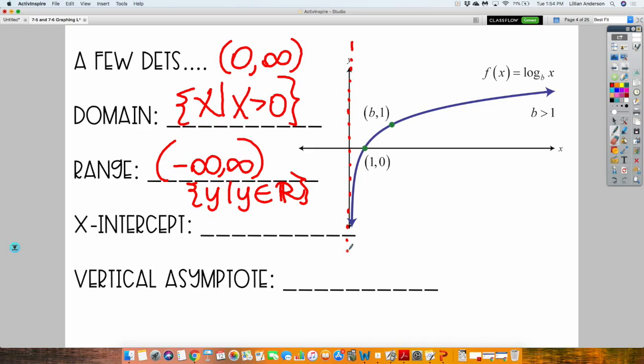Okay. Your x-intercept is what? 1, 0. Again, this is for your most basic, so if it shifts left and right, your x-intercept is going to change. And then the vertical asymptote is what? X equals 0. And so, of course, if you shift it left or right, that is also going to change as well. Okay? But again, these are for your most basic logarithmic functions minus any transformation. All right?